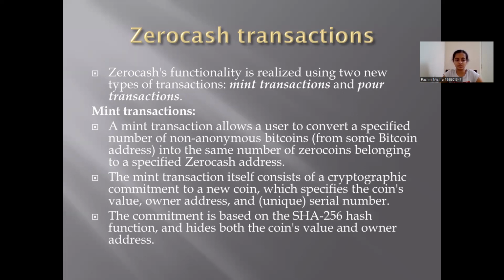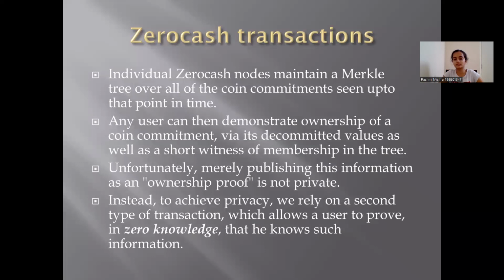The mint transaction itself consists of a cryptographic commitment to a new coin, which specifies the coin's value, owner address, and unique serial number. The commitment is based on the SHA-256 hash function and hides both the coin's value and owner address. Individual Zerocash nodes maintain a Merkle tree over all of the coin commitments seen up to that point in time. Any user can then demonstrate ownership of a coin commitment via its decommitted values as well as a short witness of the membership in the tree.